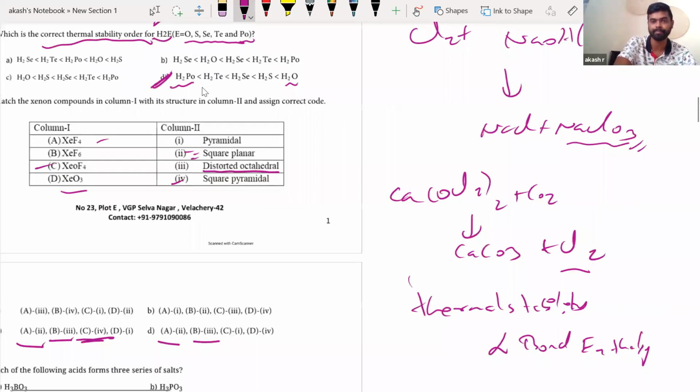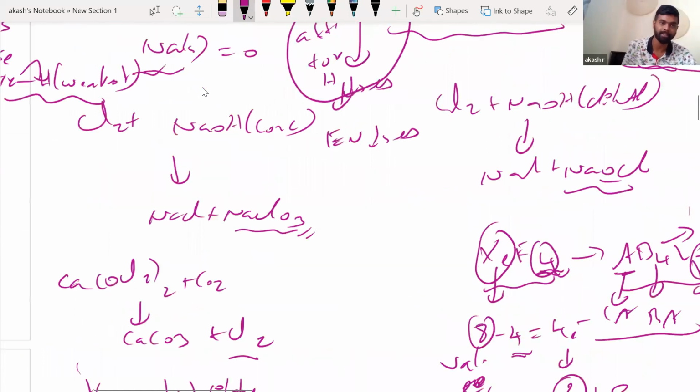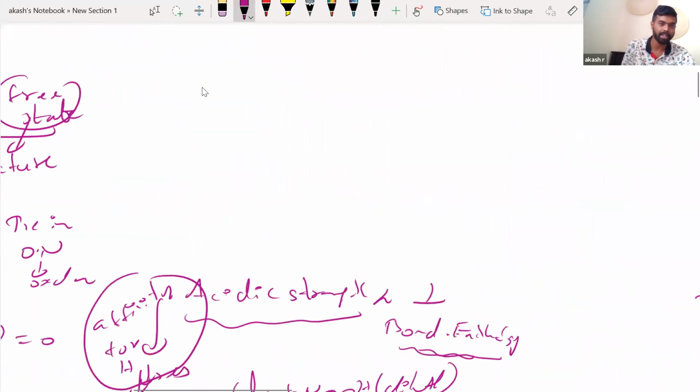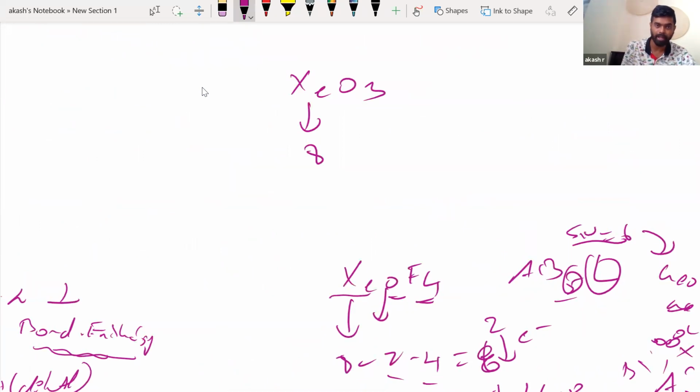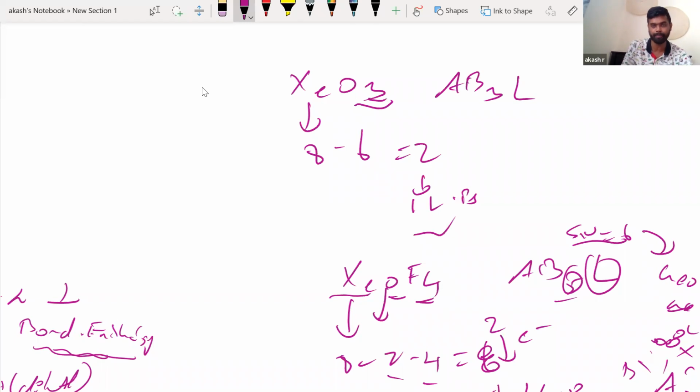Okay, XeO3. Now you check. XeO3 has 8 valence electrons. Can I say 6 electrons are going with oxygen? For 1 oxygen, 2 electrons, because it forms a double bond, right? So now again, 2 electrons are left out. So that means 1 lone pair, right? So now this belongs to the category of AB3, that is 3 bonding atoms, and 1 lone pair. So the steric number is 4, 3 bonding atoms and 1 lone pair. Steric number 4 means sp3 hybridized.